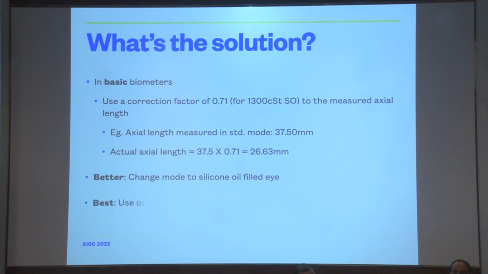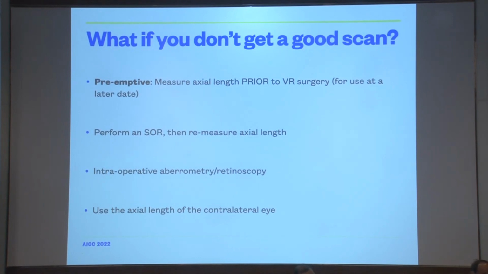And of course, the best one is to use optical biometers like the LensStar or the IOLMaster 700, because you don't really have to do anything much. It gives the absolute correct axial length. But what if you don't get a good scan?